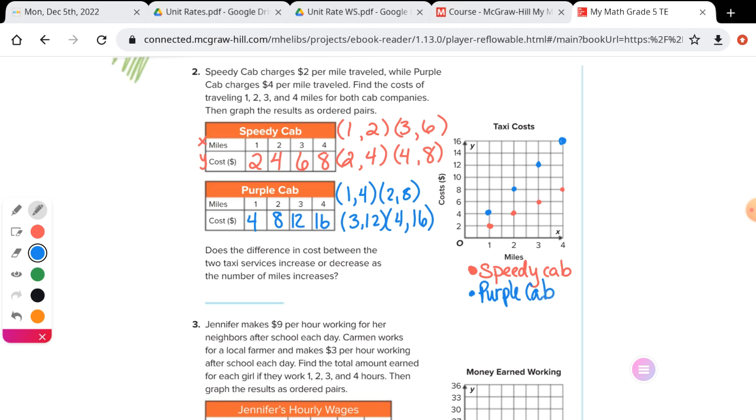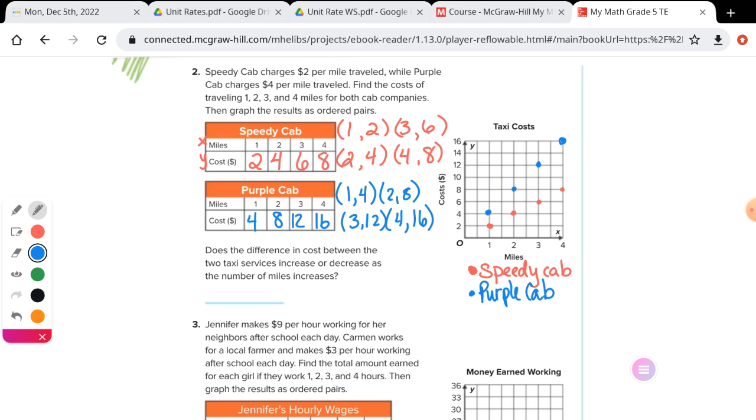Okay, now, they usually ask you questions. There's all kinds of questions they could ask. They could ask you at 1 hour, how much more would it cost you to go with purple cab than speedy cab? They could say, if you bought 2 hours or if you went 2 miles in purple cab and got out and got in speedy cab and went 2 miles, how much would you spend? They could ask you lots of questions.